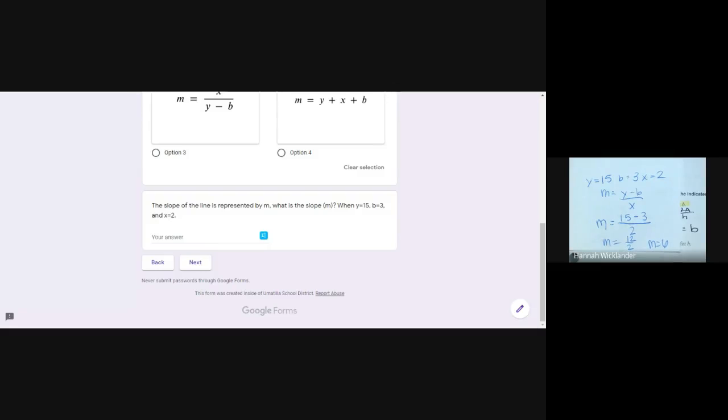So then right here, I'm just going to type in the number 6 and then go to the next question. So there is how you do number 1 on the homework. And you have the rest of class to finish homework.